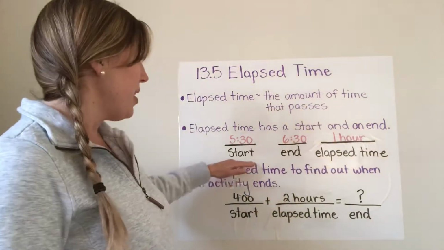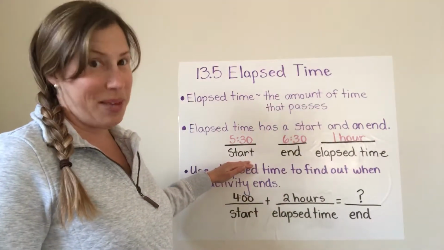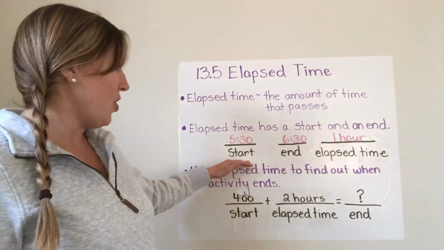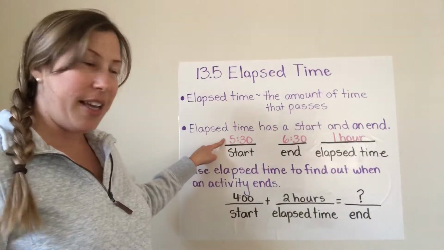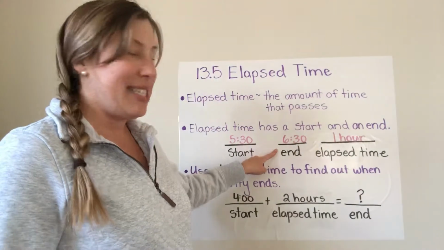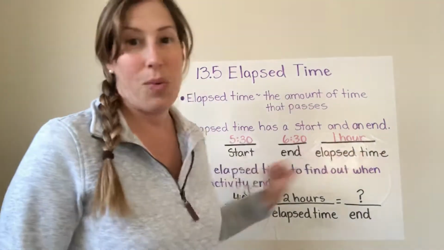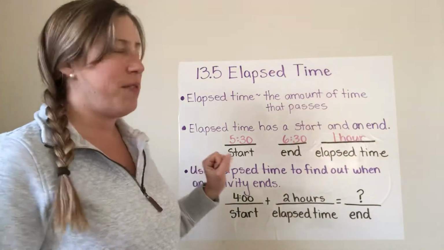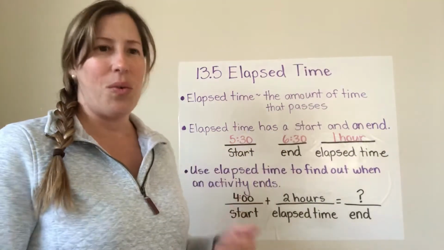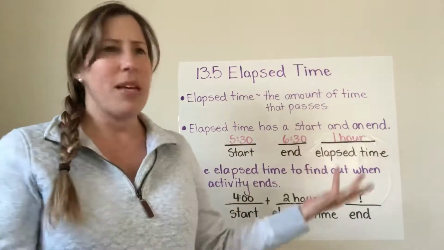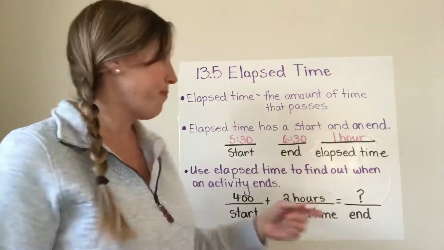So let's say Amanda had a piano lesson too, and hers started at 5:30 and it ended at 6:30. We know that her lesson was also 1 hour. It doesn't matter if it started on the hour or half an hour. You can measure elapsed time anytime.